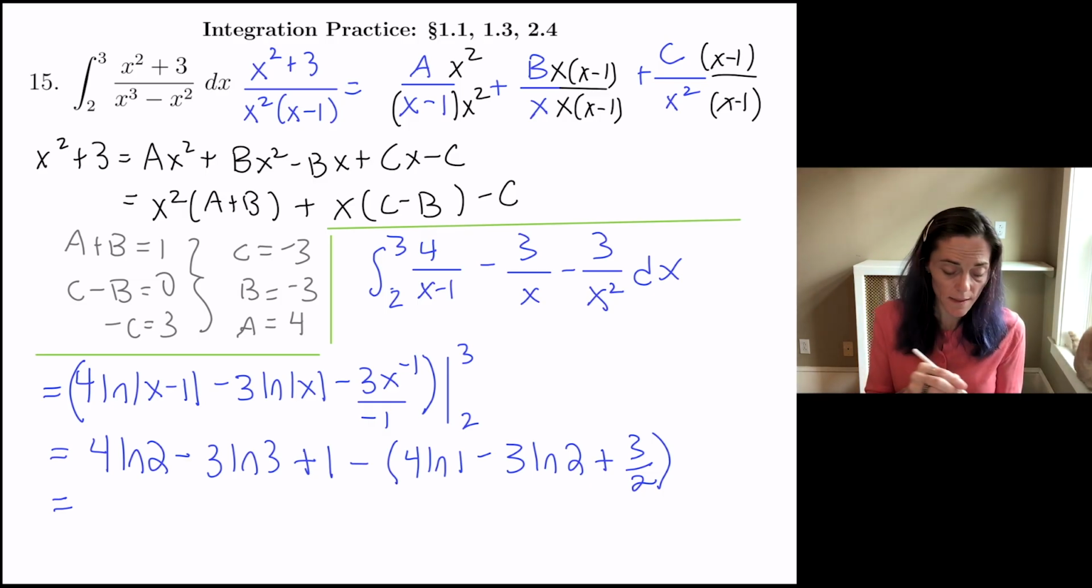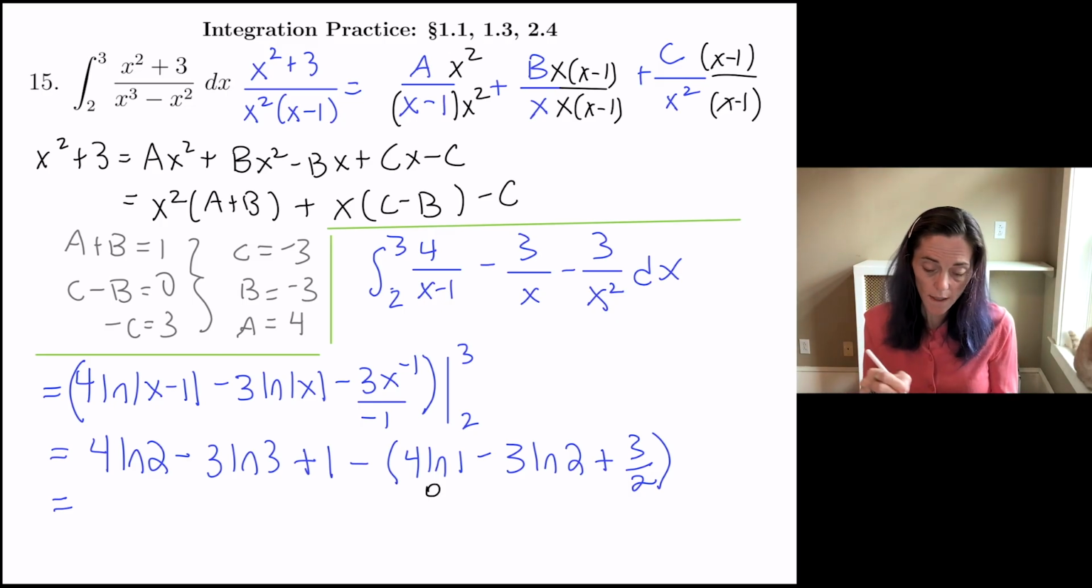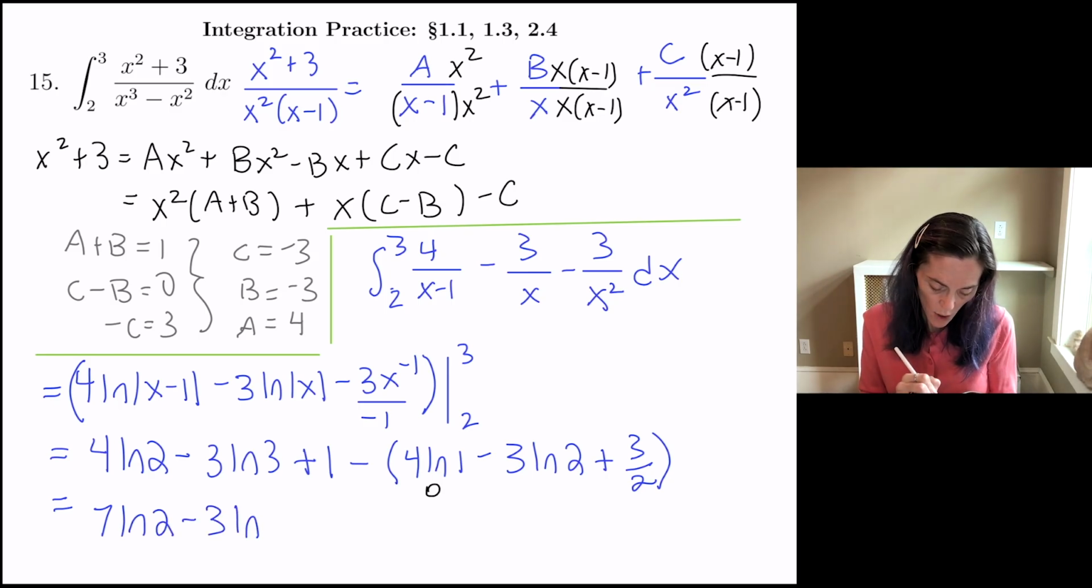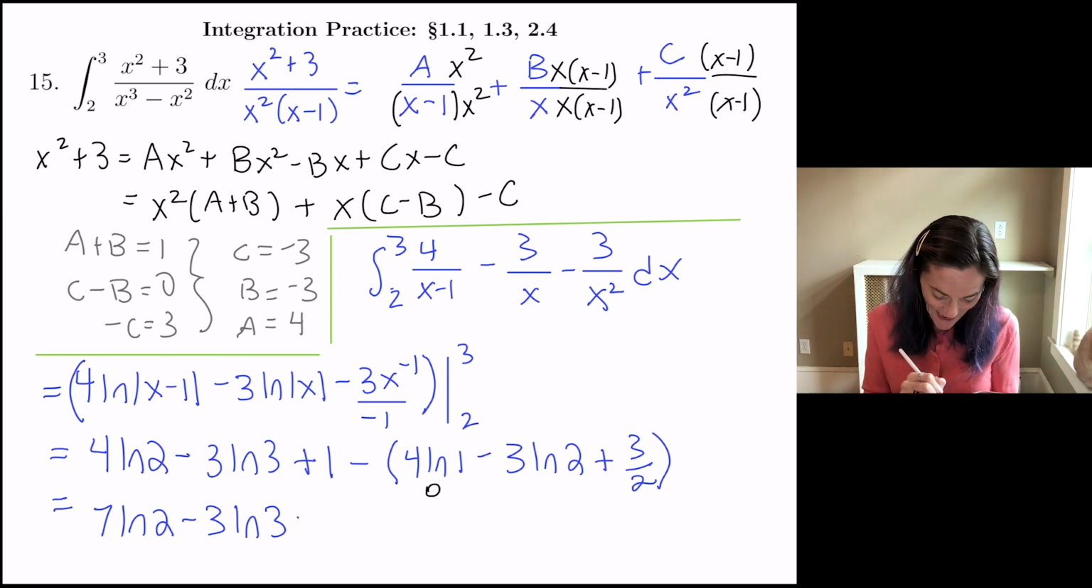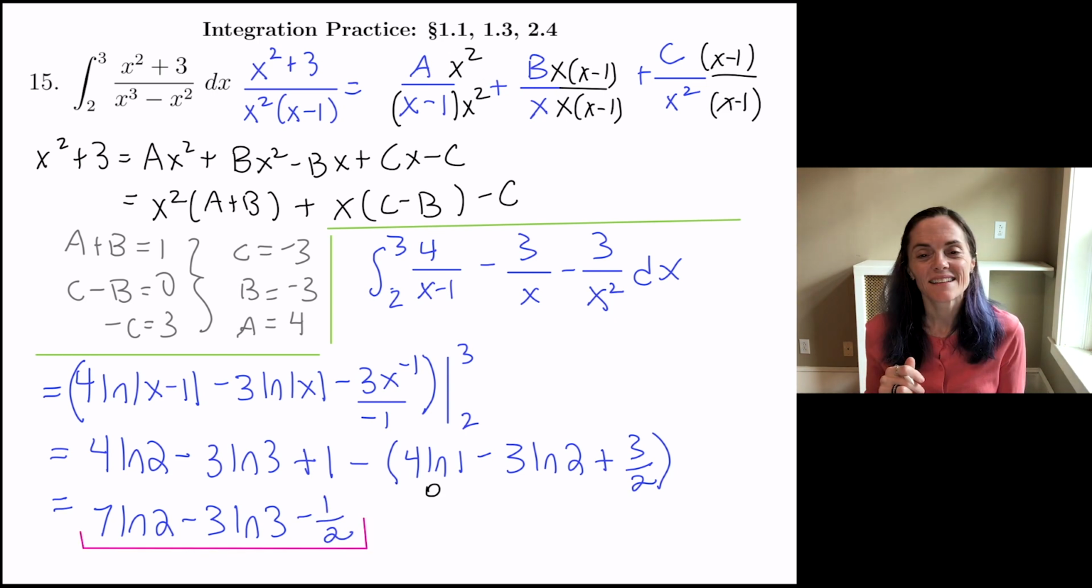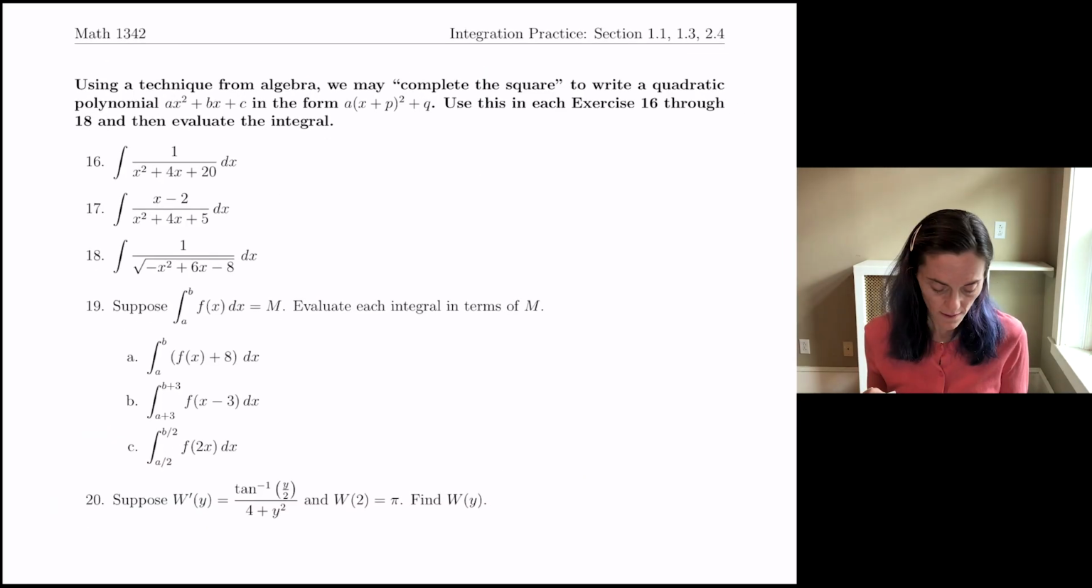Well, we can combine some things. First of all, natural log of 1 is 0. So I'm left with 7 ln 2 minus 3 ln 3. And then I have plus 1 minus 3/2. So minus a half. Wonderful.